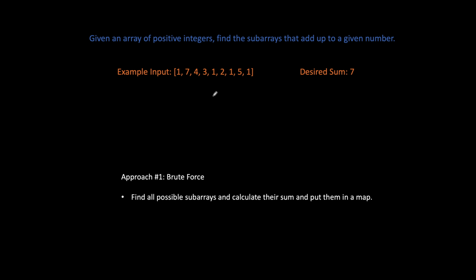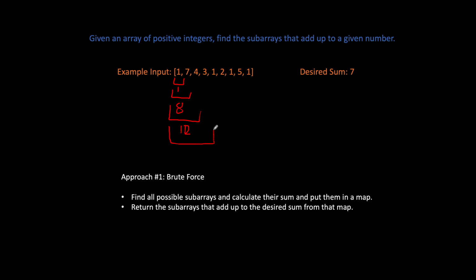We will find all possible subarrays, calculate their sums, and put them in a map. Then we will return the subarrays that add up to the desired sum from that map. So let's calculate. We're going to find the first subarray sum, which is 1. And the second subarray sum, which is 8. And the third subarray sum, which is 12. And the fourth subarray sum, which is 15. And it goes like this. Then we're going to move on to the second member. We're going to calculate the 1, 2, 3, all of it all the way to the bottom. And we're going to move on to the third one and calculate this again.